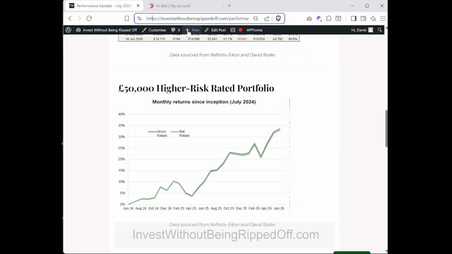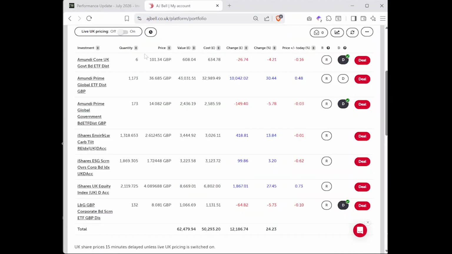So the first thing to do is to log into it. And this one happens to be on AJ Bell. There are other platforms that are good, and lots of platforms that are not so good. So step by step, the first thing to do is to find out what allocations I currently have.